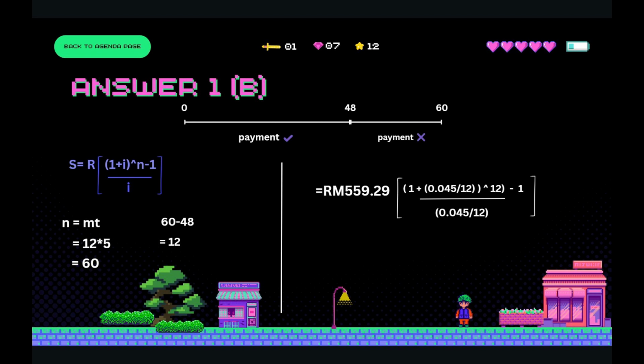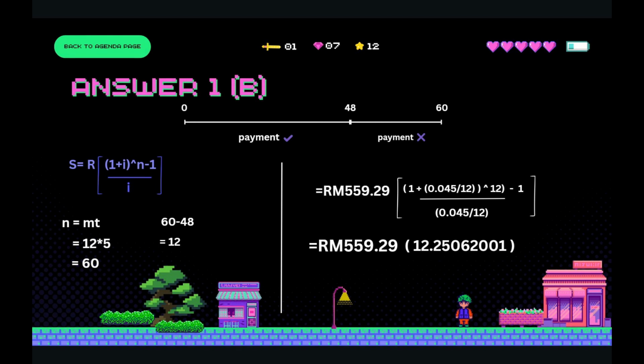So how do we get the n? We need to use the formula n equals m multiply the t. It's 12 multiply the 5 and we will get the answer 60. And we minus 60 by 48, so the answer we will get is 12.